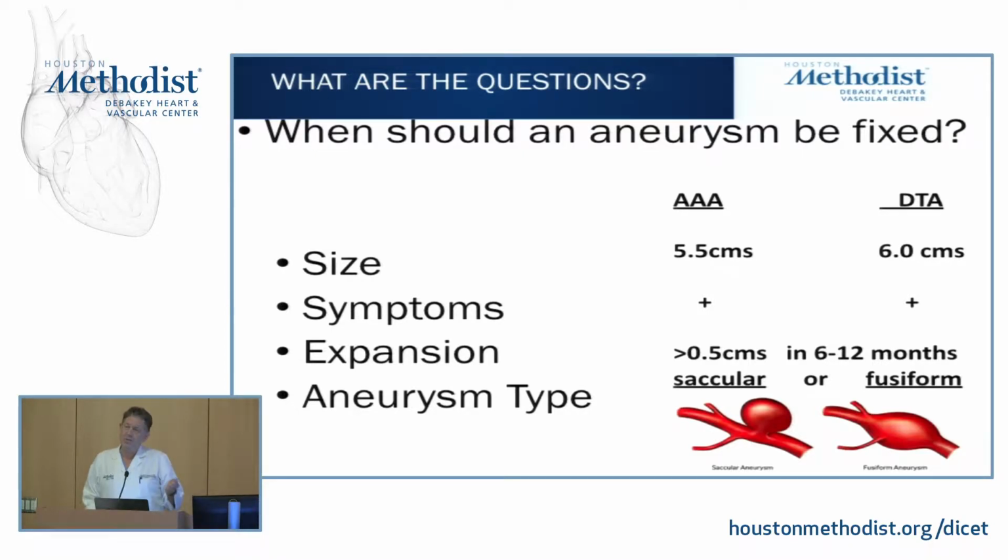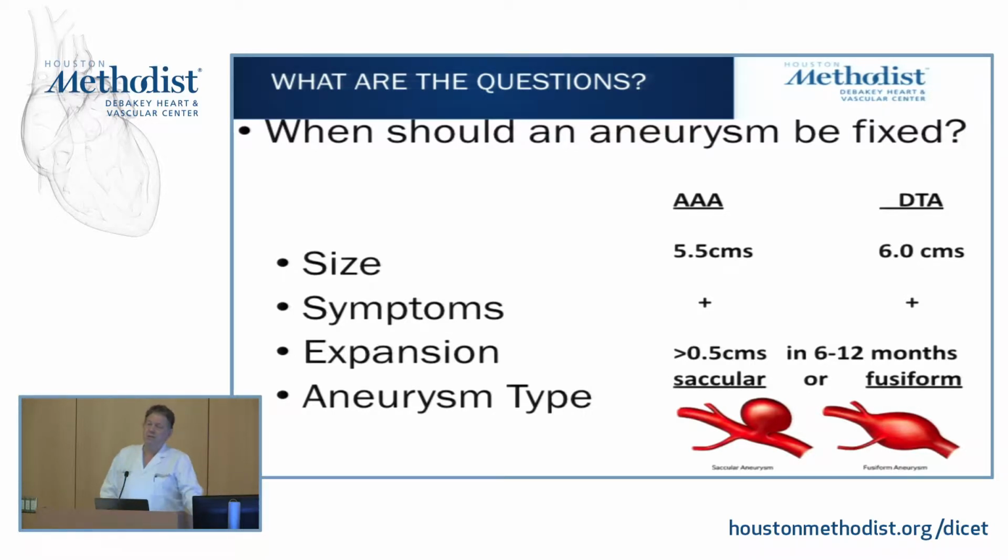So size drives the indications for intervention. Symptoms heavily drive our indication for intervention. And anytime we follow these patients and we see rapid expansion, that certainly gets our attention. Now again, there are certain ways of qualifying this. A small woman who has a 5 centimeter aneurysm has a statistically higher risk of rupture than a large guy who has a 5 centimeter aneurysm. So we take these things into consideration.